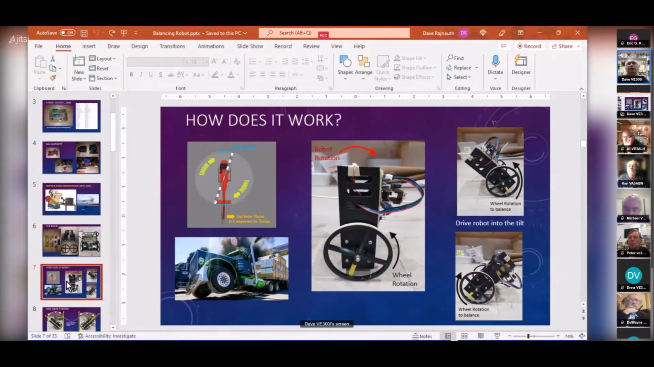So how does this work? How does a self-balancing robot work? If you take a look at a helicopter, this is the best example. You've got the helicopter blade turning in one direction. Now, Newton's third law: every action has an equal and opposite reaction.